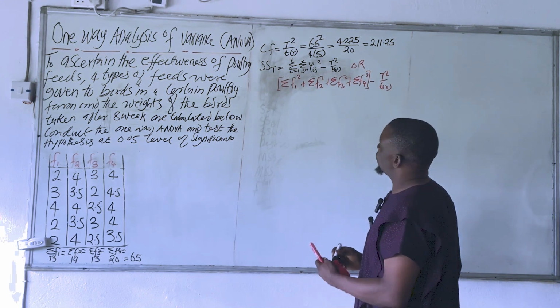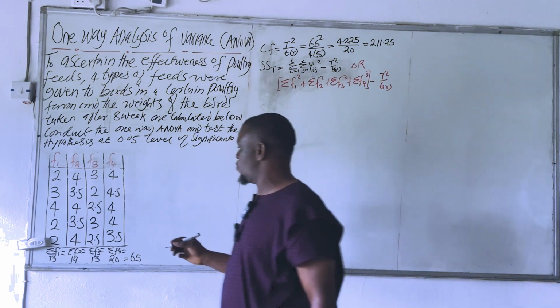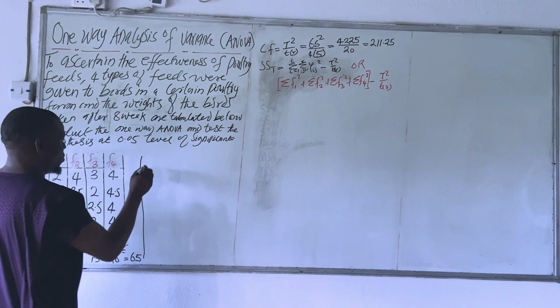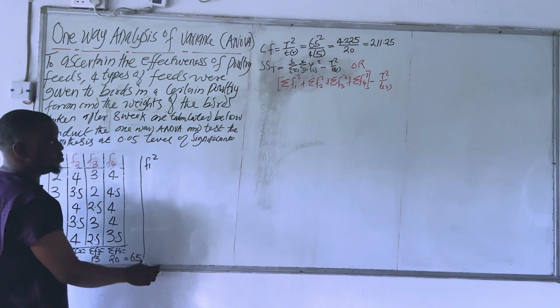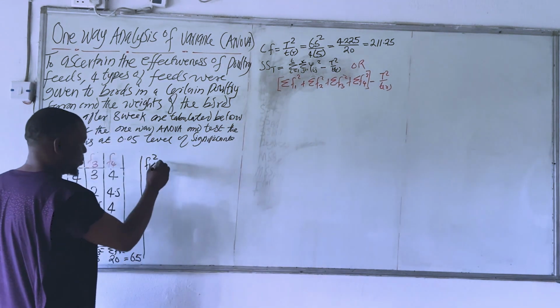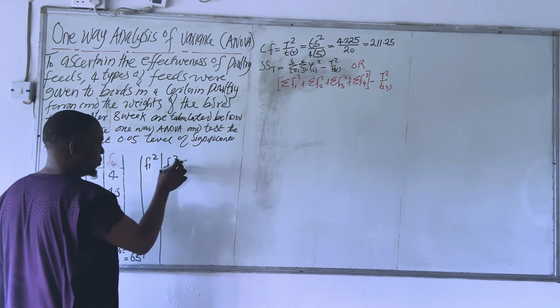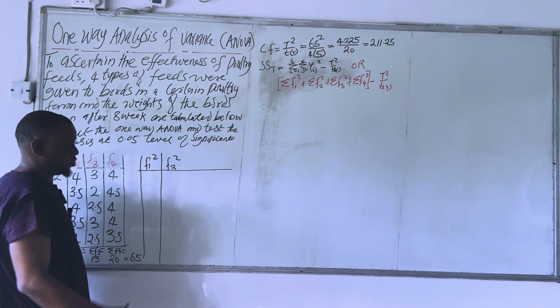Okay, so now for us to use that formula, it means that we are going to create a column and call it f1 squared, so that when we sum it, we'll have the value for summation of f1 squared. We also create another column and call it f2 squared. So the sum of that will also be the value for summation of f2 squared.